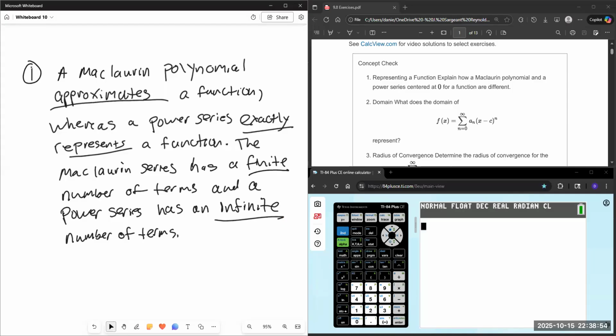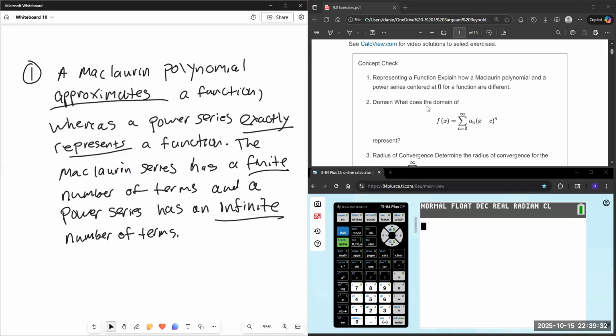So your Maclaurin polynomial or your Taylor polynomial closely approximate the function, especially at a point C, which is what they're centered at, and you'll be told what n is going to be for the polynomial, the nth degree of the polynomial, but the power series here is an infinite series, has infinitely many terms. It exactly represents the function.